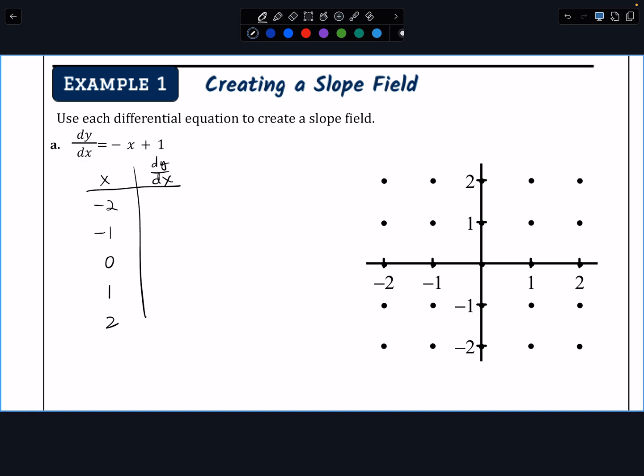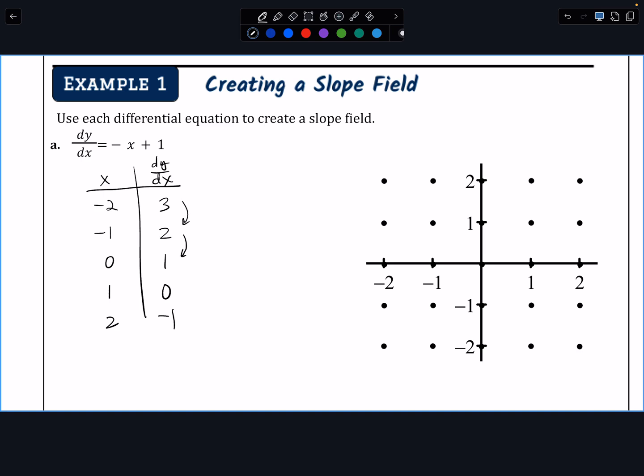So if I plug in -2, what would that become? 3. Then -1 gives 2, 0 gives 1. Sometimes it's nice, you notice a pattern. What's happening? It's going down by 1. So it'd be 0, -1. Okay? So now here comes the fun part.